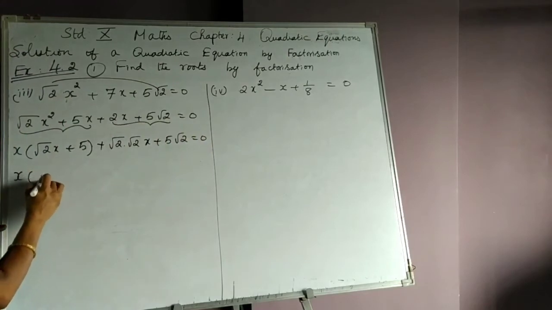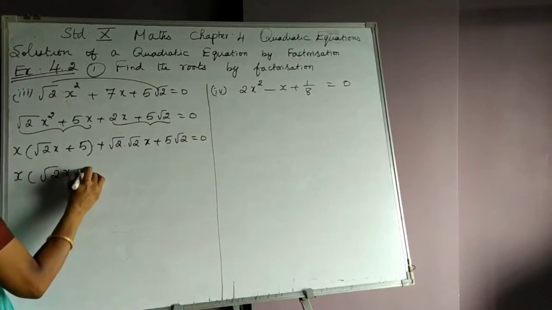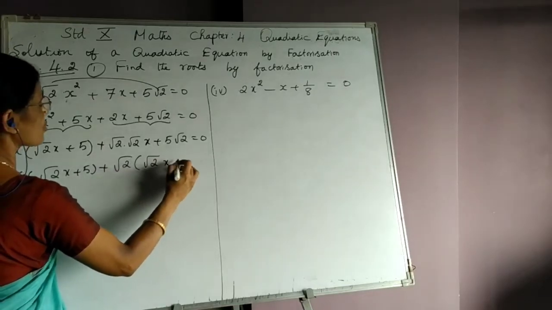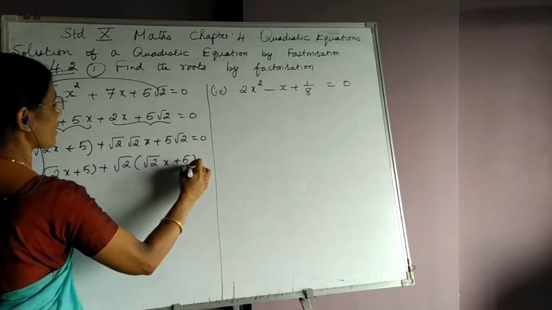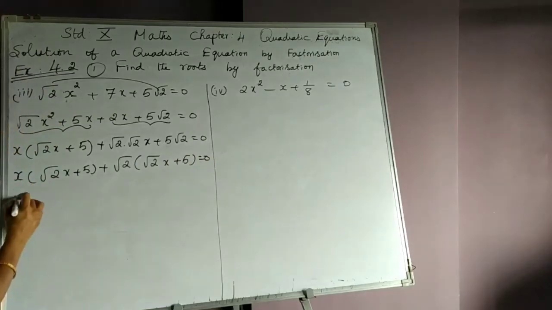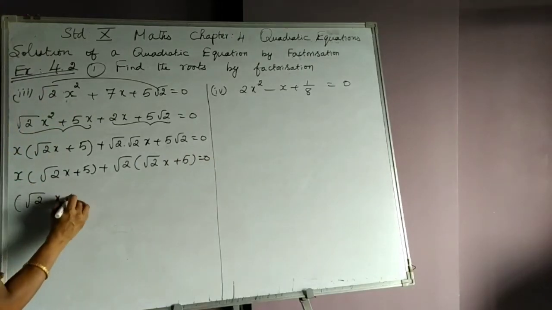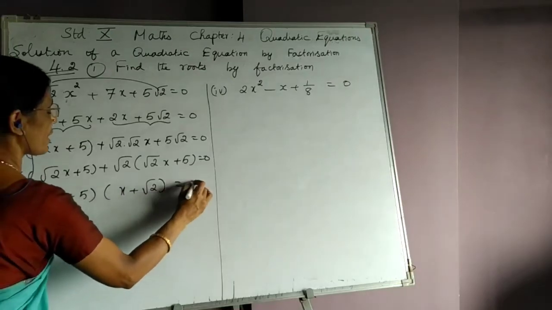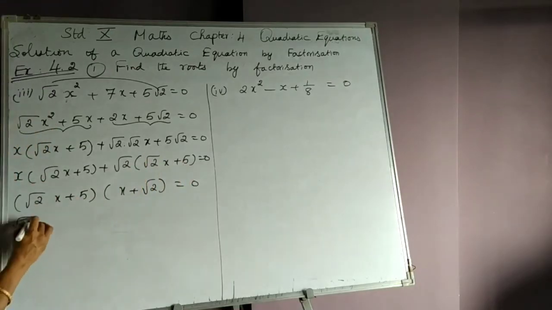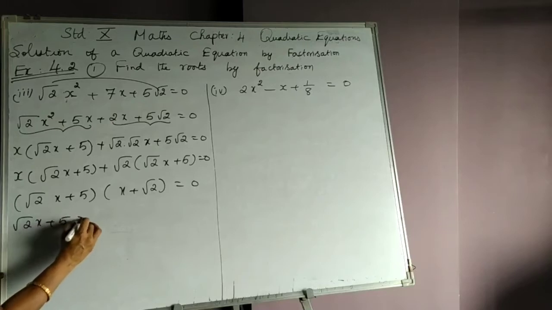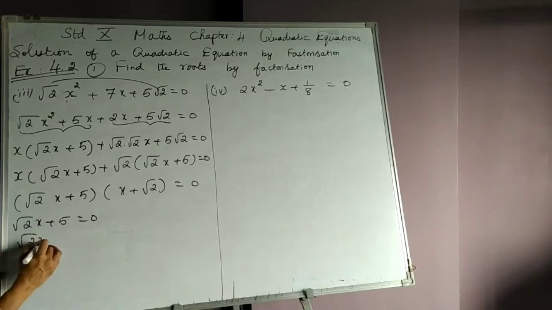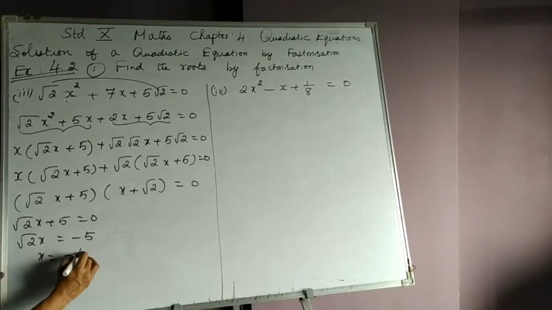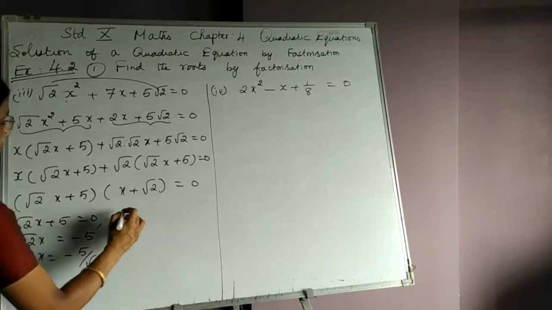It is x into root 2x plus 5 plus root 2, which is common here, into root 2x plus 5 equal to 0. So the common factor is root 2x plus 5. The remaining is x plus root 2 equal to 0. Equating each factor to 0, we get root 2x equal to minus 5. x is minus 5 upon root 2.